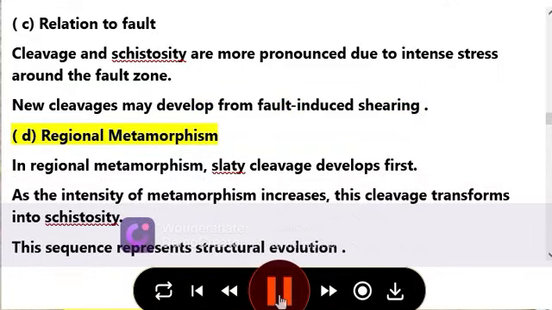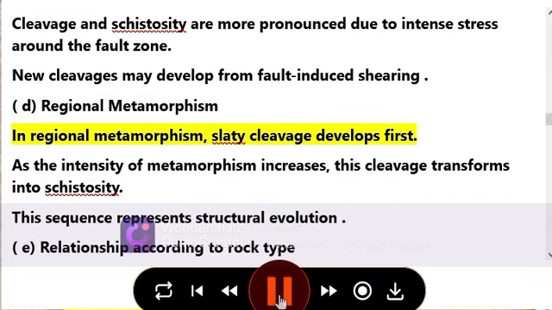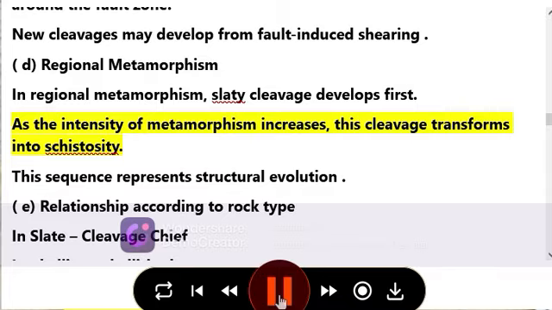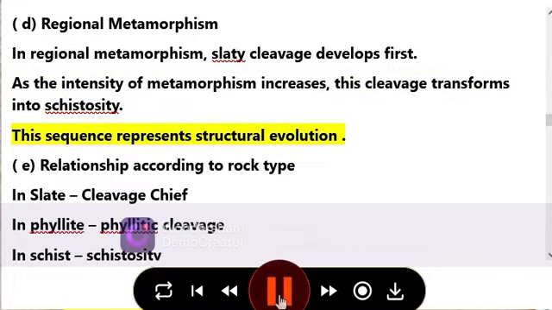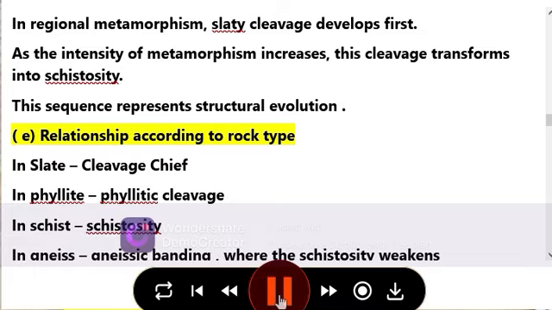New cleavages may develop from fault-induced shearing. D. Regional metamorphism. In regional metamorphism, slaty cleavage develops first. As the intensity of metamorphism increases, this cleavage transforms into schistosity. This sequence represents structural evolution.